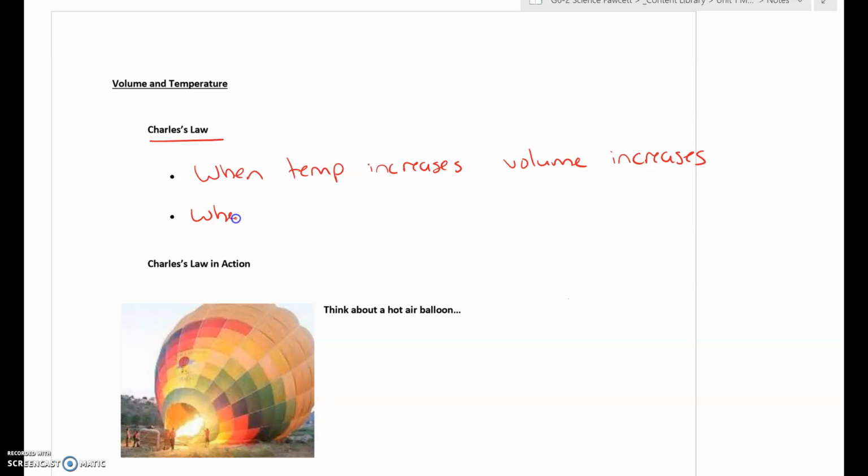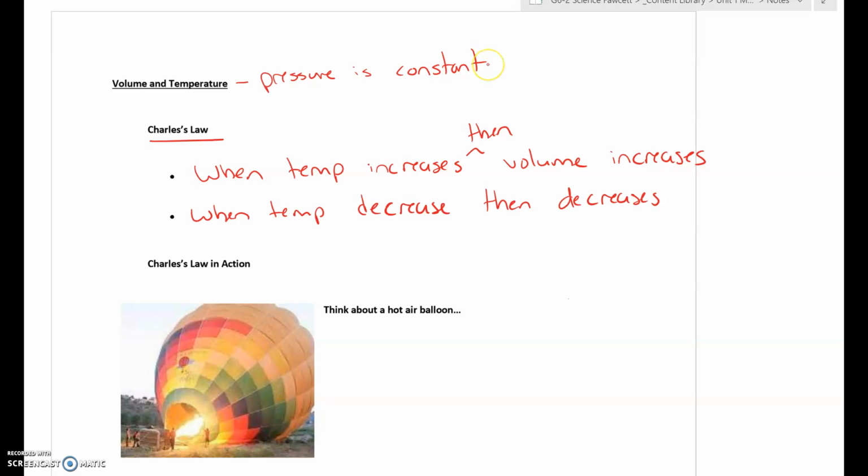So when temperature decreases, then volume decreases as well. And just like the other laws, this relationship is true when pressure is kept constant. So if pressure does not change, then this relationship will be true.